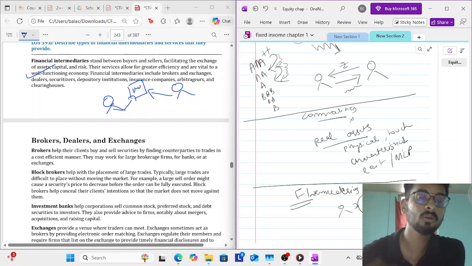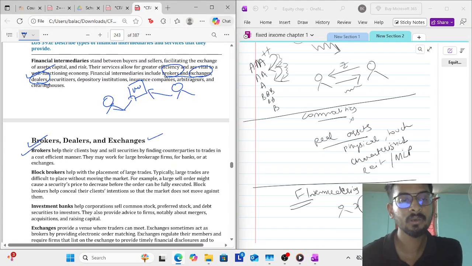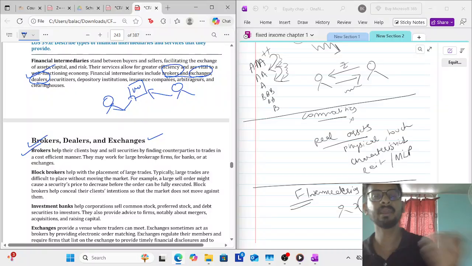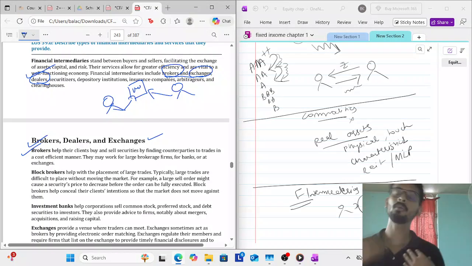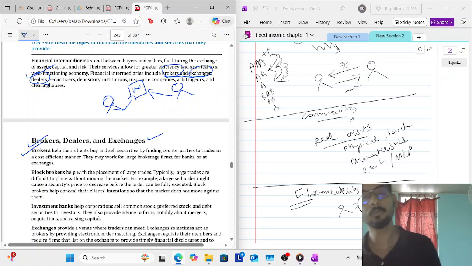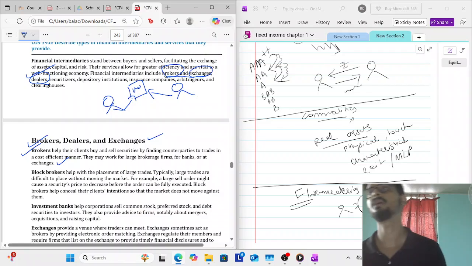Now we actually told some of the financial intermediaries here, right? So we are first talking about brokers here. Brokers, dealers and exchanges we are covering here. So who are brokers? Brokers help their clients buy and sell securities by finding counterparties to trades in a cost efficient manner. So if I want to buy a security, my broker will fetch another counterparty for me. They may work for a large brokerage firm, for a bank or at exchanges. Like there is Baroda, there is Groww, there is Motilal Oswal, there is Kotak.